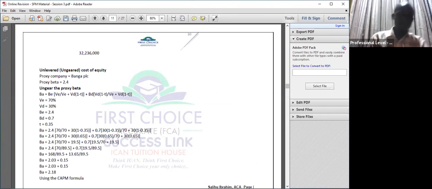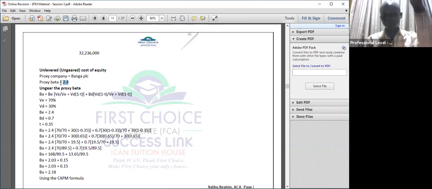So I go straight to the computation of unlevered, ungeared cost of equity. Our proxy company, Banga PSC, proxy beta, 2.4. Can you see that? Now, because it is an equity beta, I need to ungear. Ungearing it means that I want to eliminate the financial risk in it. Because this beta has two types of risk: asset or business risk, and financial risk. What I'm interested in is business risk, so I need to remove financial risk. And the process of removing financial risk is what we call the ungearing process.